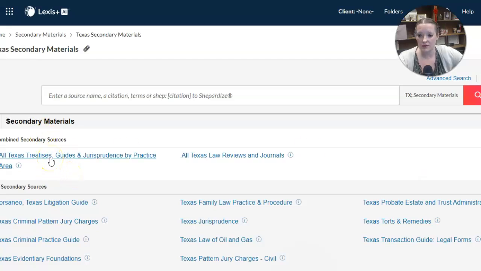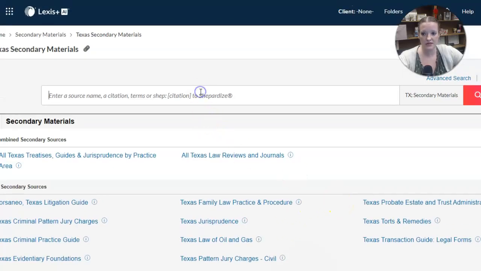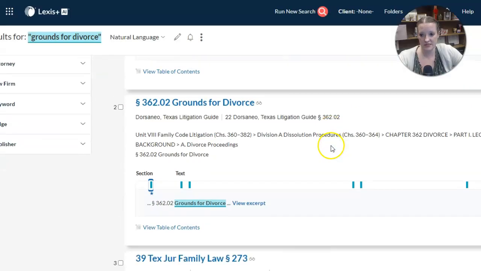We'll look at all secondary sources here. We've got our list of those top secondary sources. Dorsaneo's Texas Litigation Guide is a big one in Texas, and you'll see a list of those other texts. That's our Texas Legal Encyclopedia. So let's search across all of these secondary materials. I'm going to search grounds for divorce, and again, we're looking at secondary sources specific to Texas.